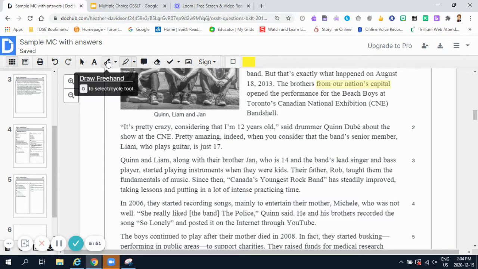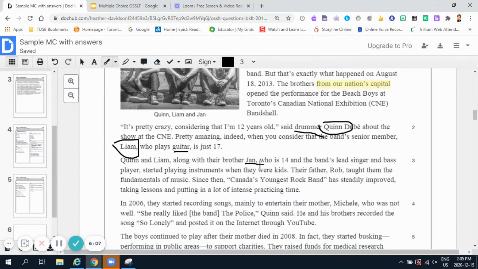I might just kind of make a few notes here. So it's telling me some things about the three guys. So I've got Quinn, I've got Liam, and it says he plays guitar, and Quinn is the drummer. And then we've got this brother Jan, who is the singer and the bass player. So I'm just doing this so I can keep track of who's who. Making a bit of a mess.